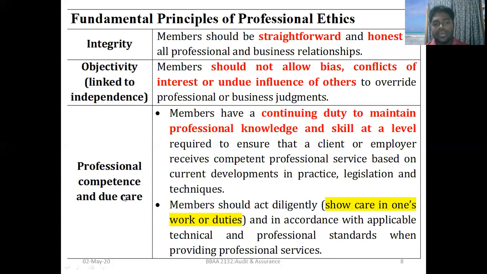The other one is due care. Due care means members should act diligently. It means showing care in one's work or duties, and in accordance with applicable technical and professional standards when providing professional services. Because as a member, they have to care about their client, the client company. So they have to take some care about a client's business. Just remember, this is also another principle, no? There's due care, professional competence and due care. If the person is very competent, then the person automatically takes care of his or her client's business.